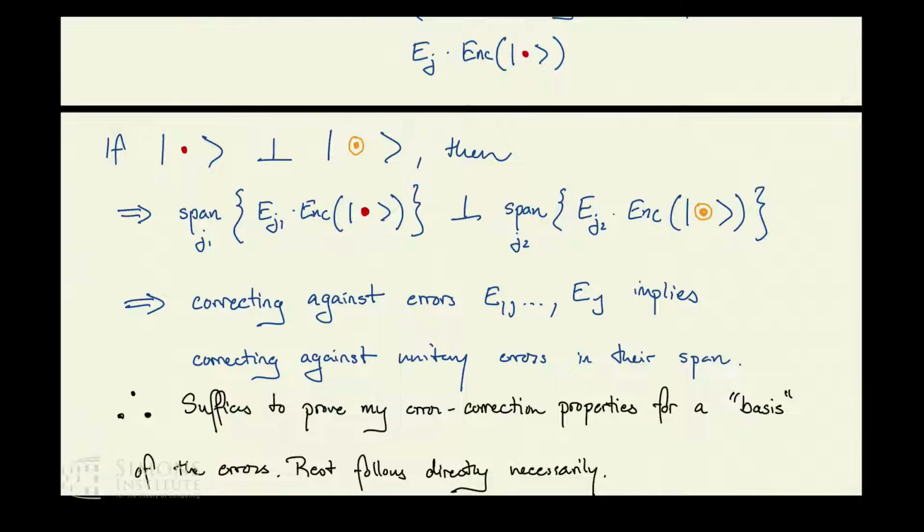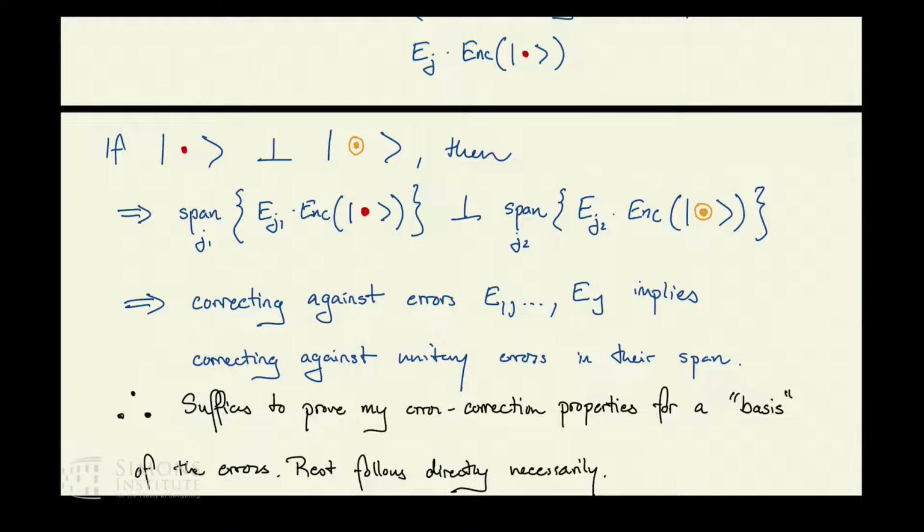So then you can say something even stronger, which is that if the two vectors were orthogonal, then the spans of all the possible encodings and the spans of all the possible encodings on the other side are also orthogonal, which is intuitively going to get us to this idea that if you can correct against the errors E1 through EJ, then you're also correcting against all the unitary errors that are contained in their span. So now we're starting to see that there's some notion of a basis for the set of errors, even though you have a continuous set of errors. In some sense, being able to correct against just some finite set of them really is capturing everything you need. And so we're going to start to see that it's going to suffice to prove the error correction properties only for a basis, and the rest will follow.